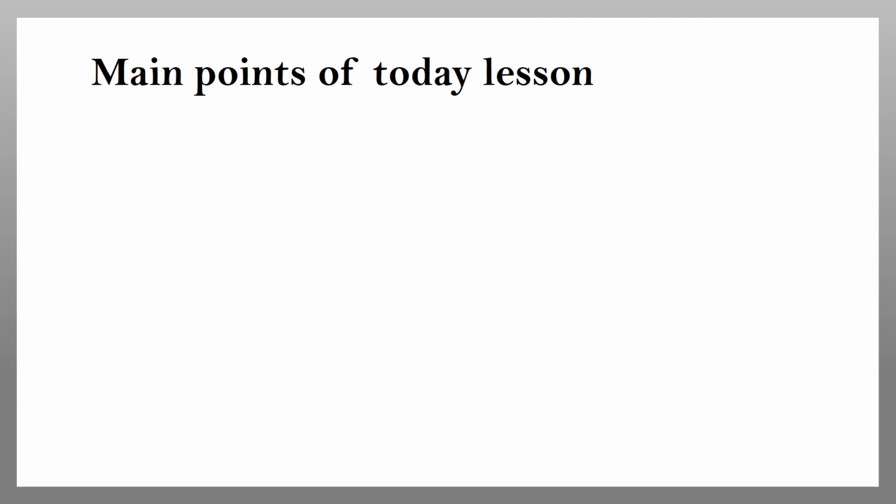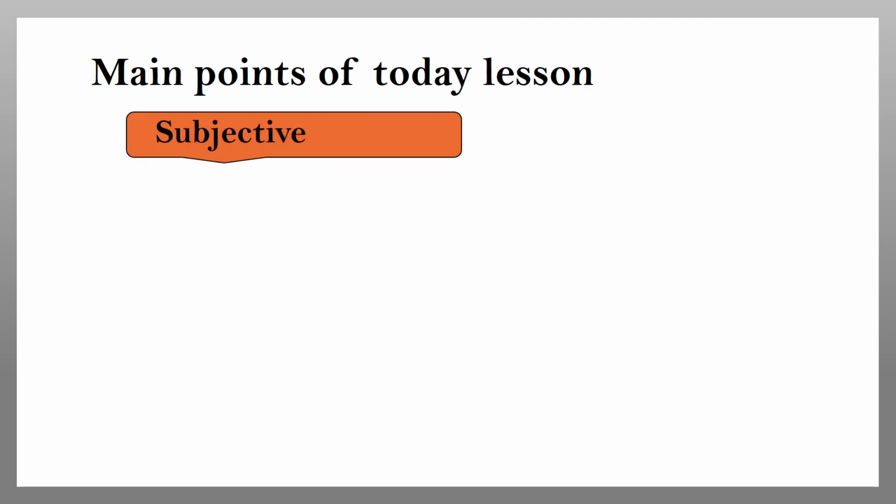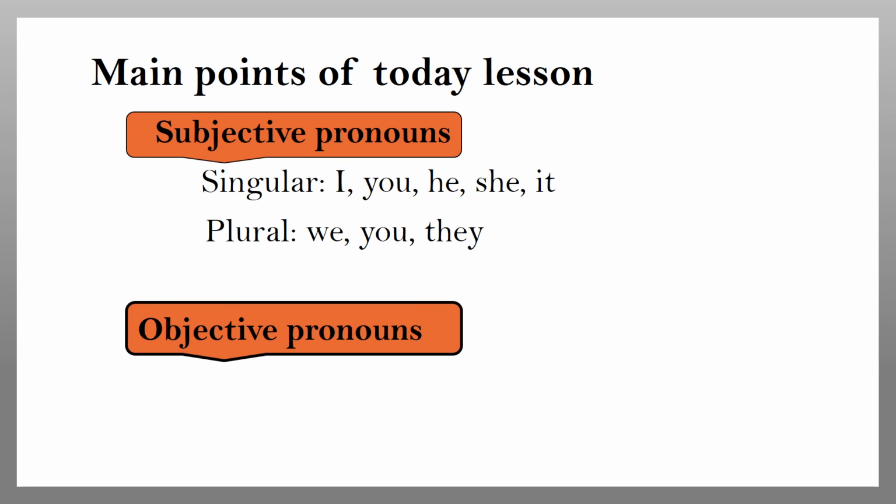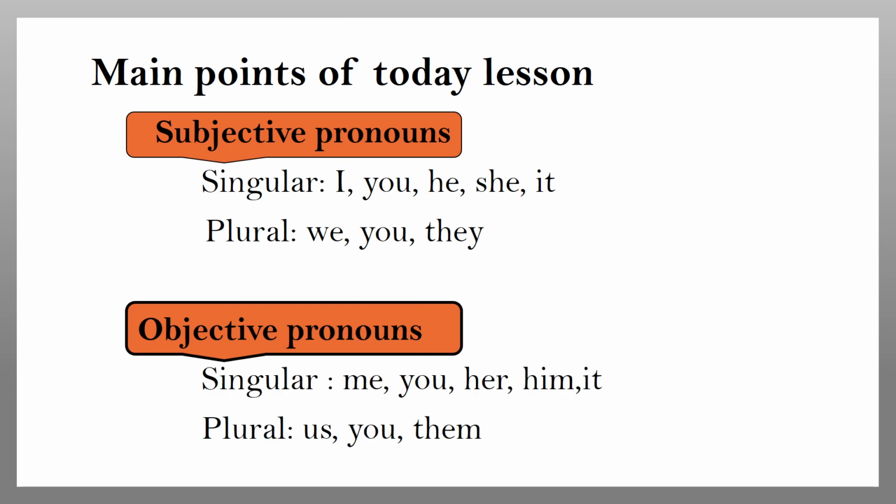Let's see what are the main points of today's lesson. We learned about subjective pronoun. Under this, the singular pronouns are I, you, he, she, it. Also plural pronouns are we, you, they. Next we learned about objective pronoun. Under singular form, me, you, her, him, it. Plural form, us, you, them.